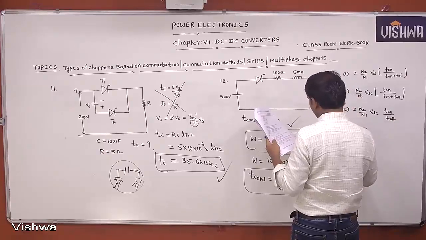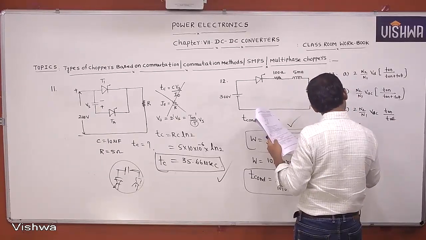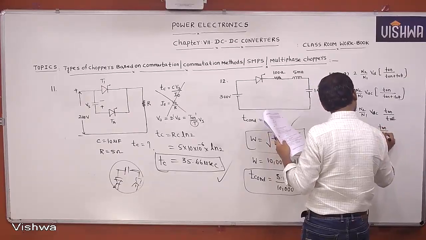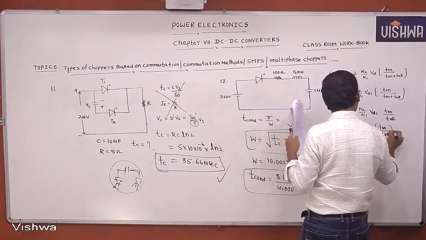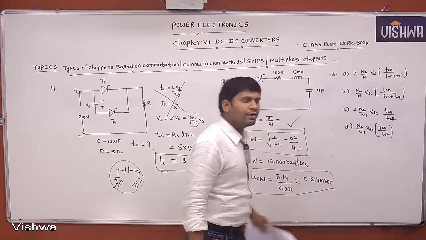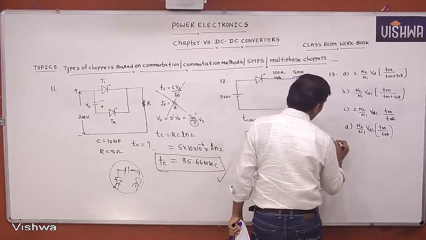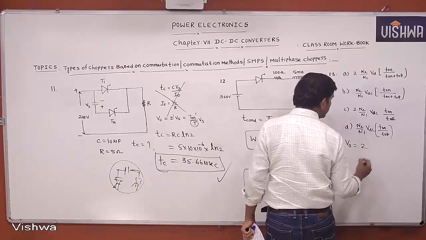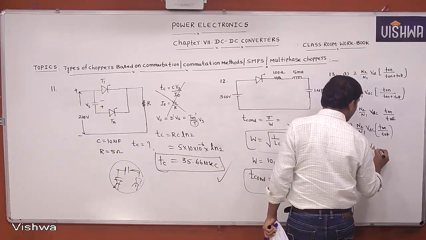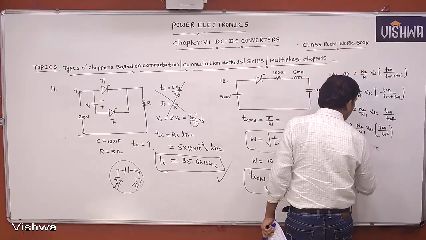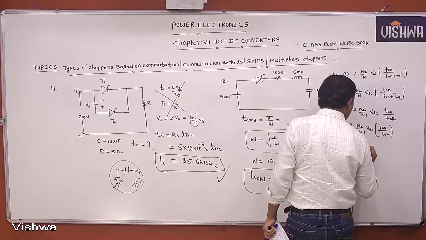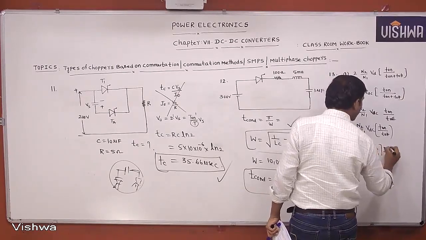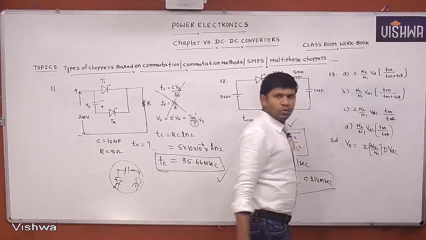Option D, N2 by N1 into Vd T on by T off. It is asked, in a push-pull converter, what is the average output voltage? You know that I already gave the average output voltage equal to 2 VDC, that is 2 into N2 by N1 into dVDC. This formula I gave for the push-pull converter.